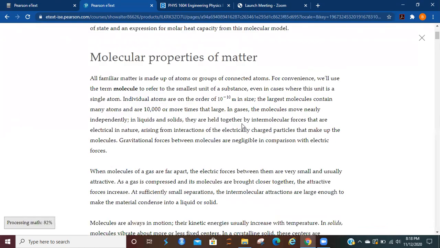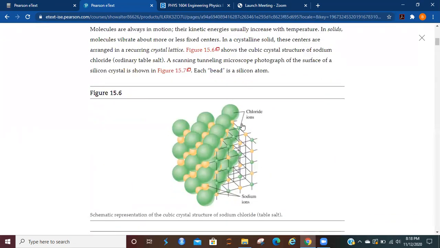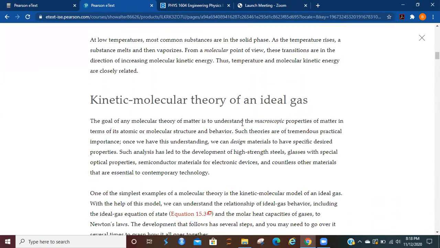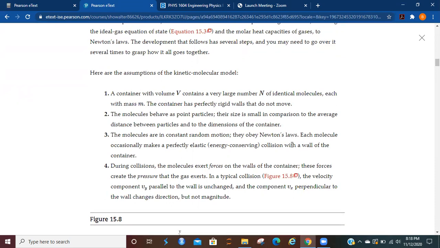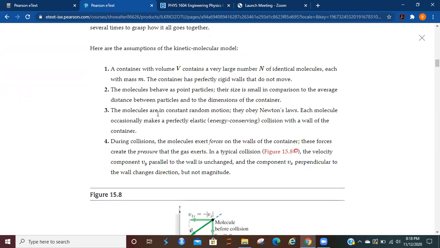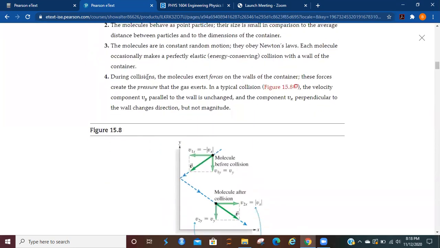So again, we're going to mention here for the kinetic theory that the assumptions of this model are that a container with volume V carries a large number N of identical molecules, each with mass m. The container has perfectly rigid walls that do not move. The molecules behave as point particles. They are small in size in comparison to the average distance between particles and to the dimensions of the container. The molecules are in constant random motion. They obey Newton's laws, and during collisions, the molecules exert forces on the walls of the container.